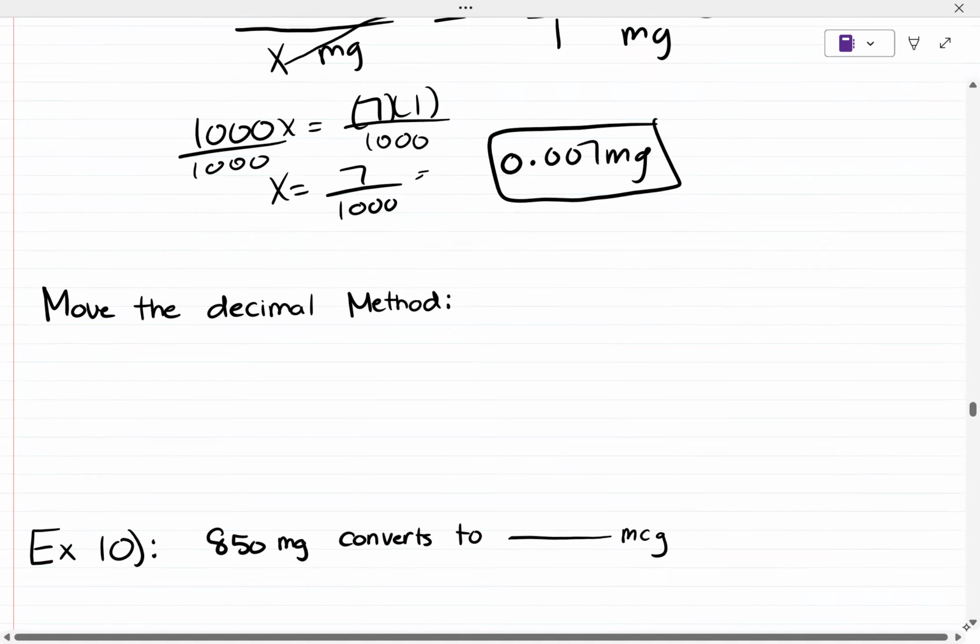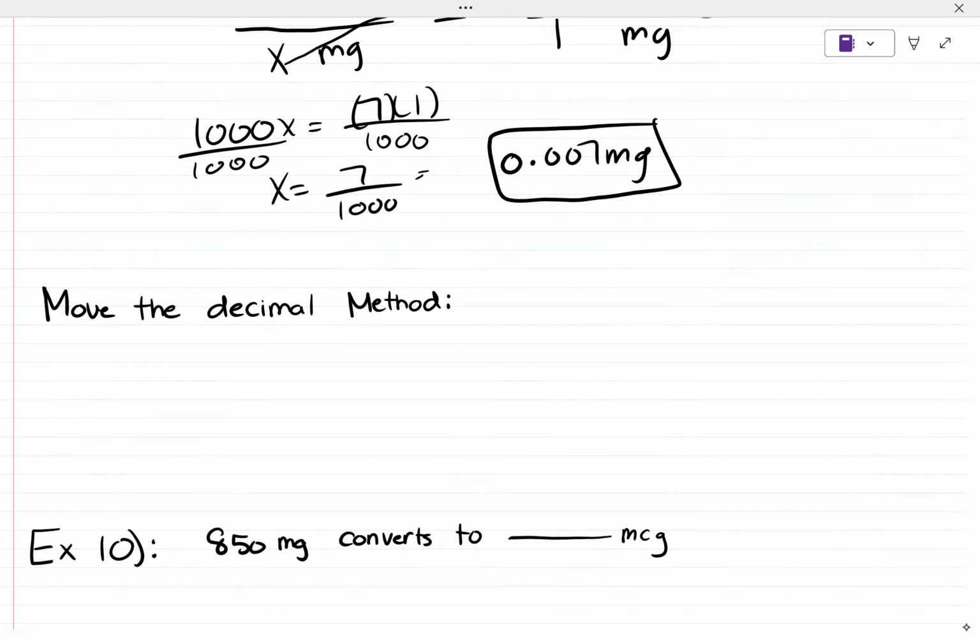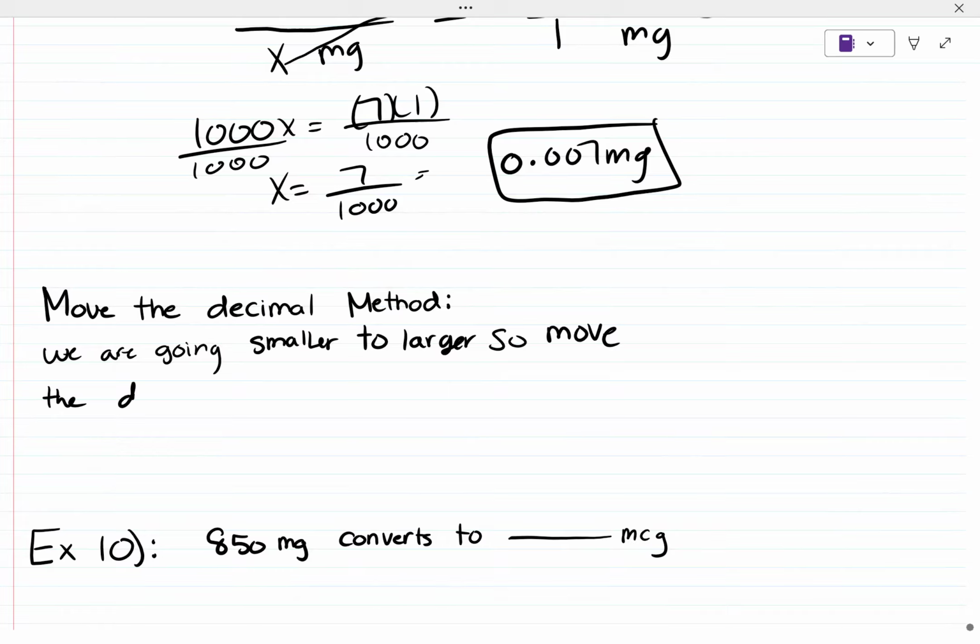Okay, move the decimal method. So what are we doing? We are technically going from a smaller to a larger unit, right? mcg is definitely smaller than mg. So what we're going to do is move the decimal 3 units to the left.